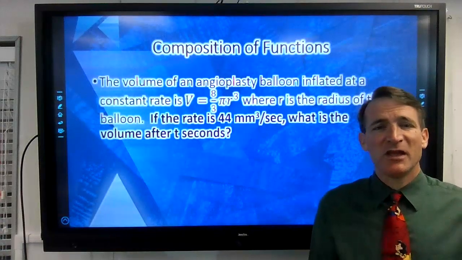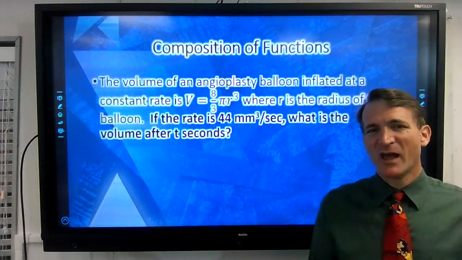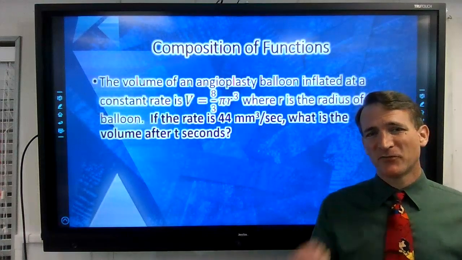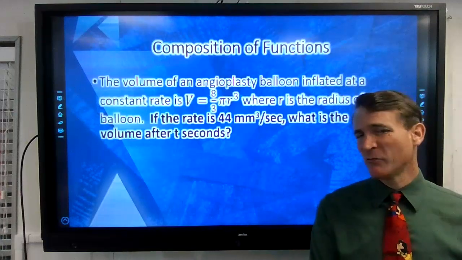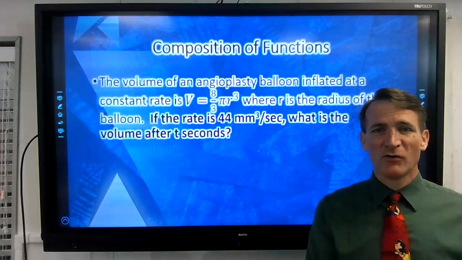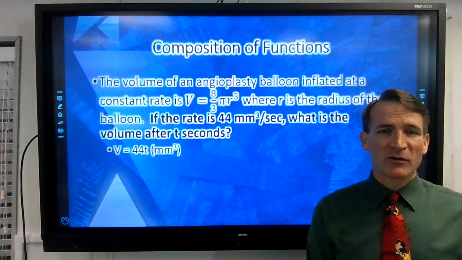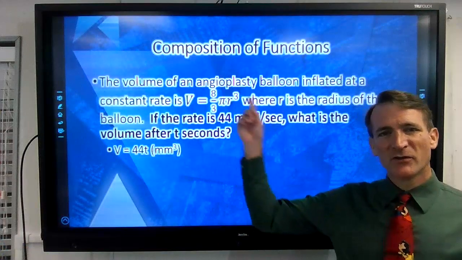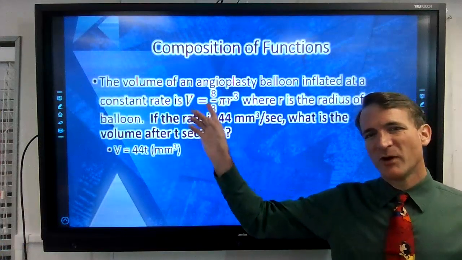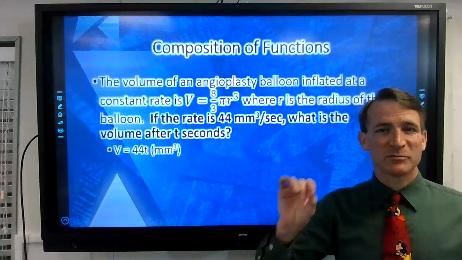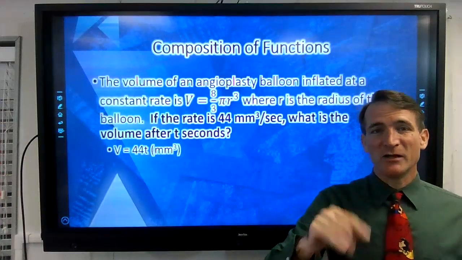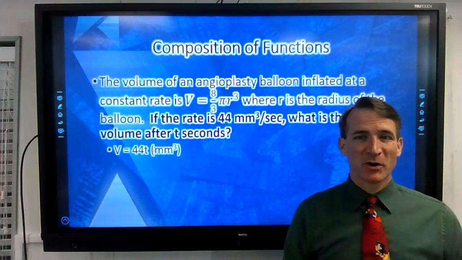After 2 seconds, it'd be 88 cubic millimeters. How am I figuring that out? I'm taking the 44 and I'm multiplying by whatever my value of t is. So my final answer would be V is equal to 44t, and that would be in cubic millimeters. Now, many of you probably overthought this, thinking that you're going to use all this equation right up here, but in reality, that's not what we needed at this particular moment. However, you will need it for perhaps this next part.